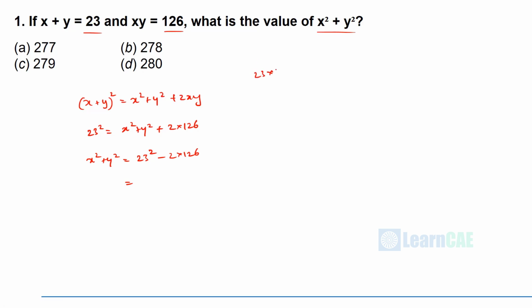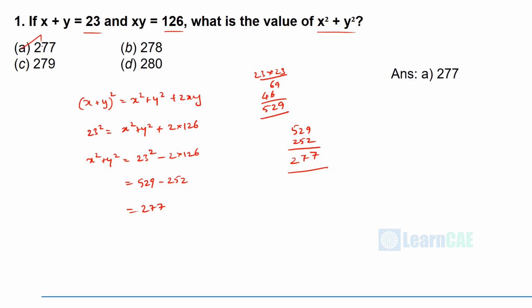23 square is equal to 23 into 23, which is 23 into 3 is 69, 23 into 2 is 46, giving 529. Now 2 into 126: 2 into 100 is 200, 2 into 26 is 52. Therefore, it is 252. So we shall subtract 252 from 529. 12 minus 5 is 7. Again this is 3, now it will be 2. So the answer is equal to 277.